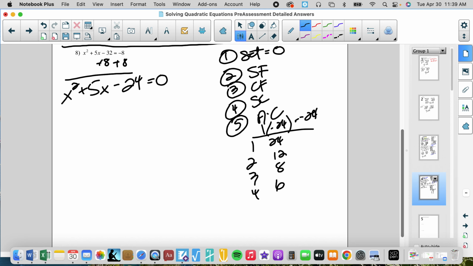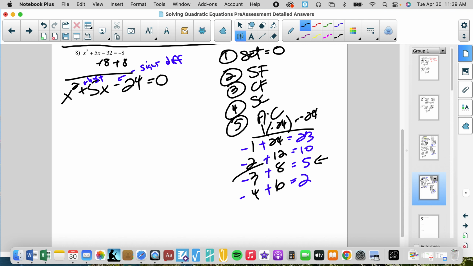Signs are different. Negative means signs different, and the bigger is positive. So positive, positive, positive, positive, negative, negative, negative, negative. 23, 10, 5, 2. Which one? 5 is my middle, so negative 3 and positive 8.